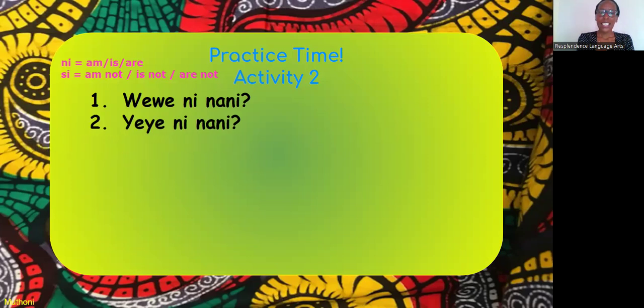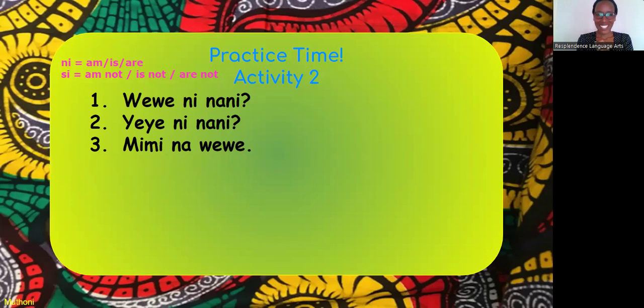Yeye ni nani? Answer this with, she is my friend. How would you say that? Yes, you got that. Yeye ni rafiki yangu. She is my friend. Now remember what we said about yeye? That it's only the context that can tell us whether it's he or she. So if you want to mean it's a female you're talking about, you might need to add more information to communicate that.